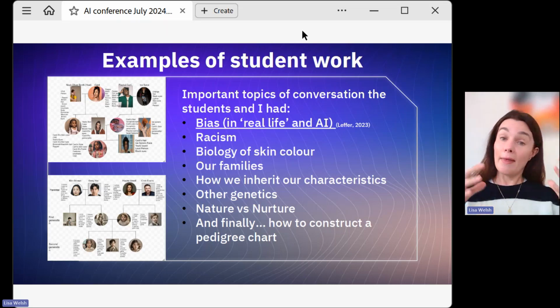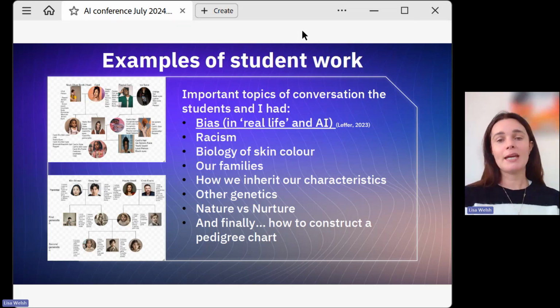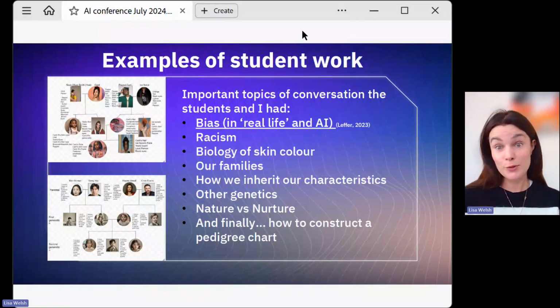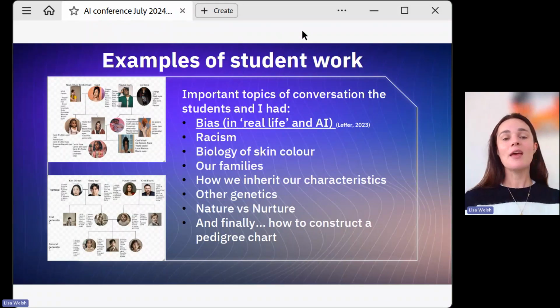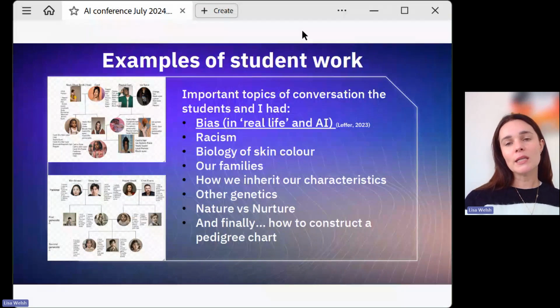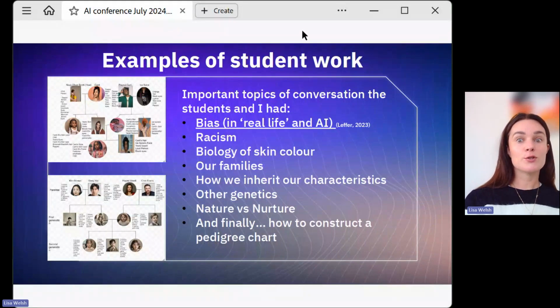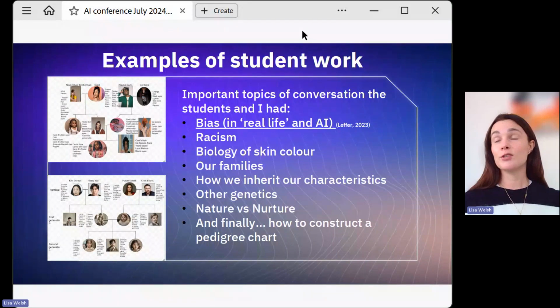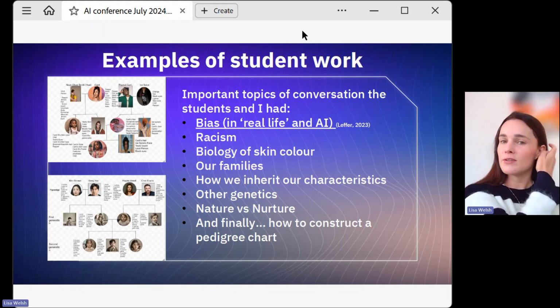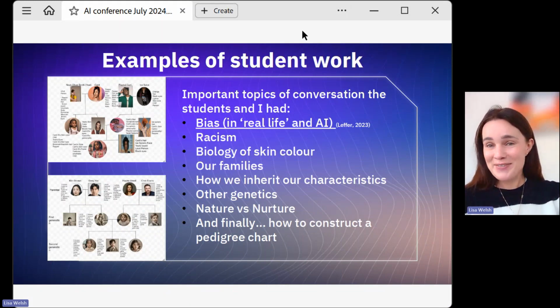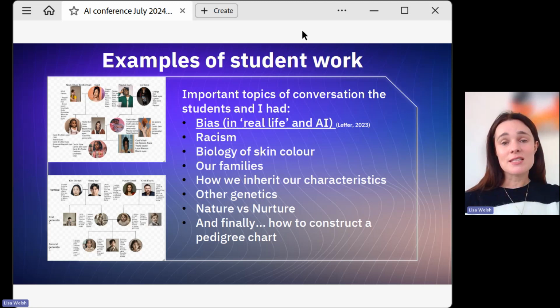And then we got down to what we should have been learning about, right? Inheritance, genetics, nature versus nurture, and how to produce a pedigree chart, essentially. So my point here is we used AI to do this, and it was super fun for the students. Honestly, I do feedback forms on a lot of activities, especially if they're new activities, and I didn't have one negative feedback for this. It wasn't perfect, and I plan on making it better for next year. But yeah, really enjoyed it in terms of the conversations that came out of it.